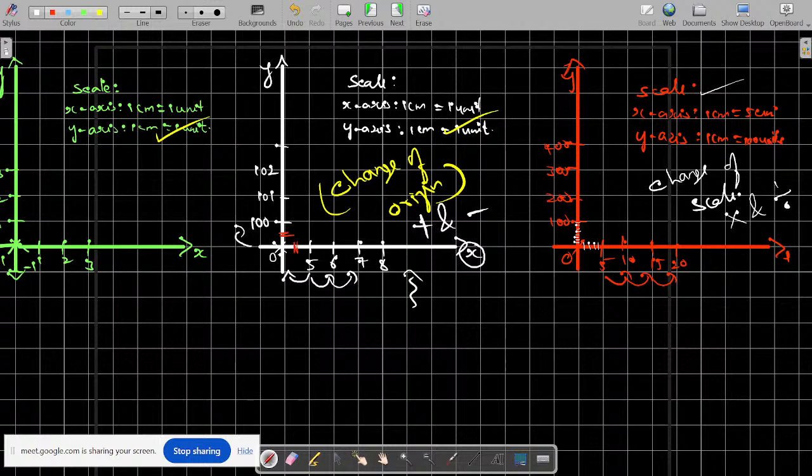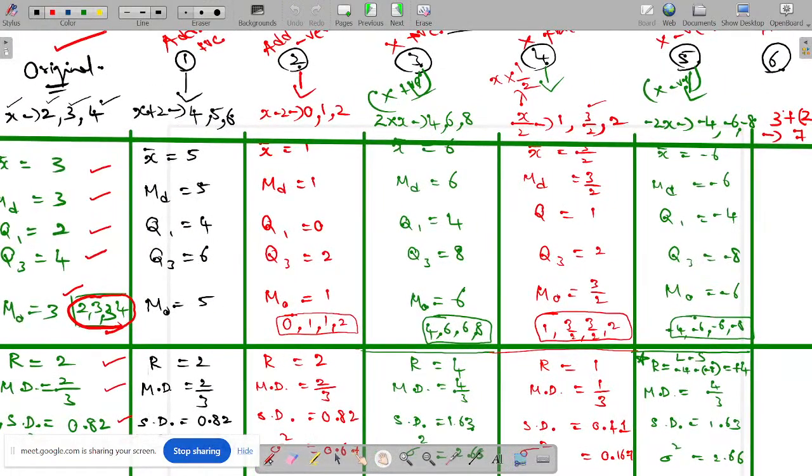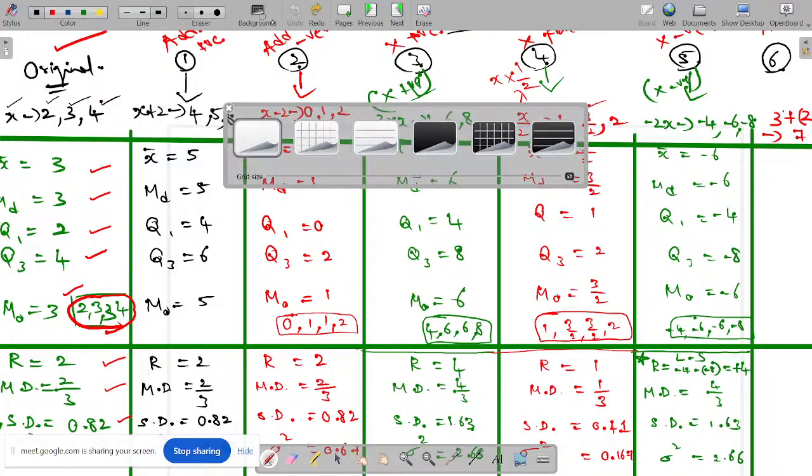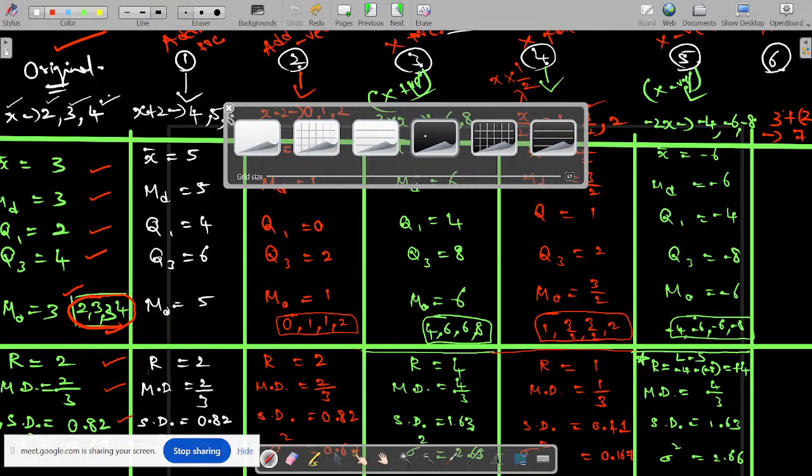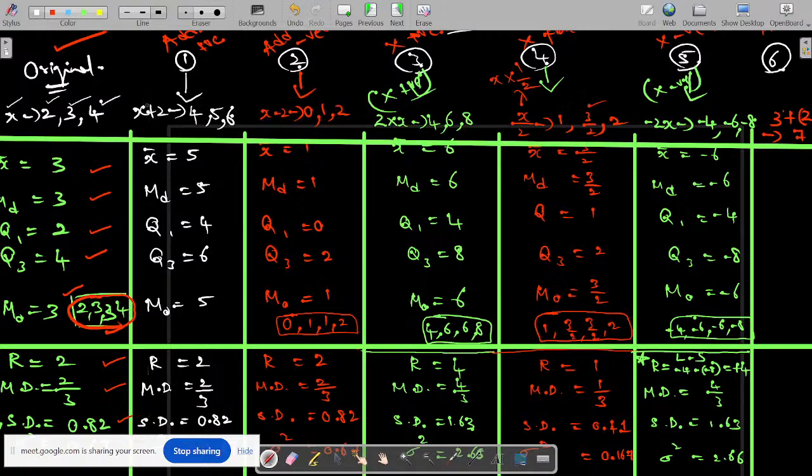Okay. Now shall I? Case number 1. Tell me, what is the concept associated with this one? Yes, please join. This is one concept. X plus 2. Case 1. What I did? For each and every value of x, I added 2. This is change of origin with respect to positive value.